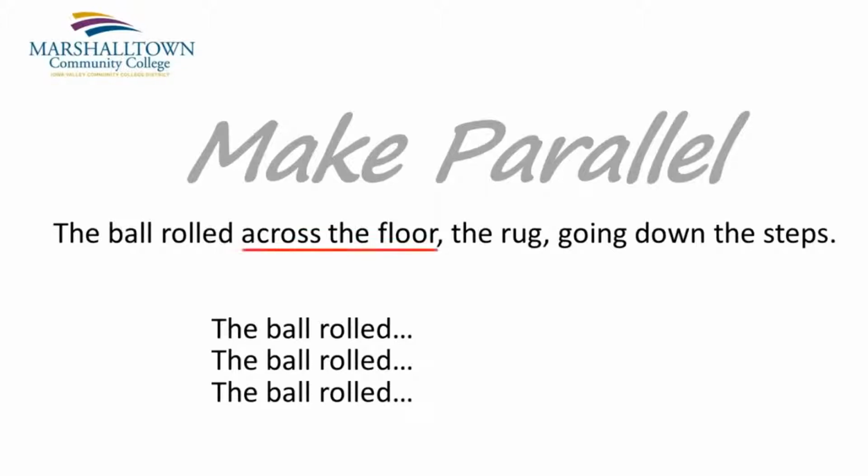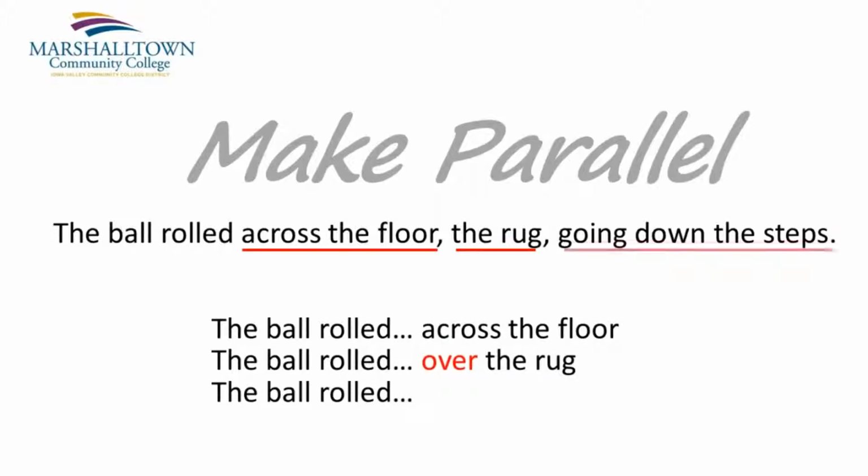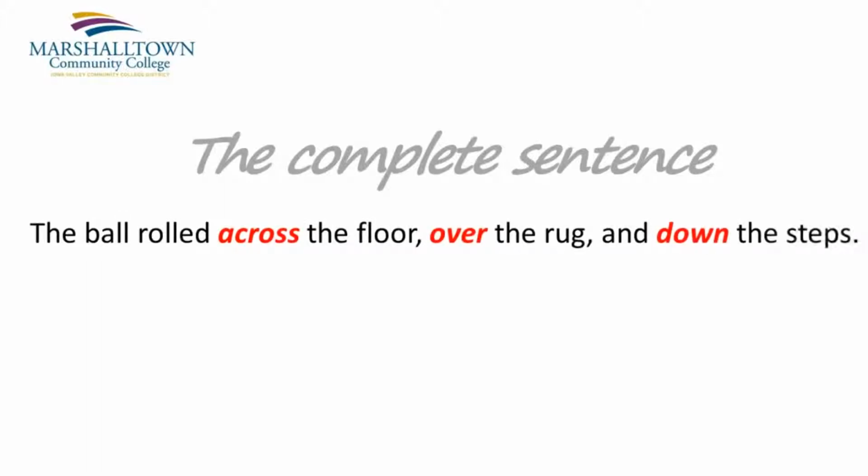The ball rolled across the floor. The ball rolled over the rug. The ball rolled down the steps. That sounds much better. Now let's put the sentence back together and see how it sounds. The ball rolled across the floor, over the rug, and down the steps.